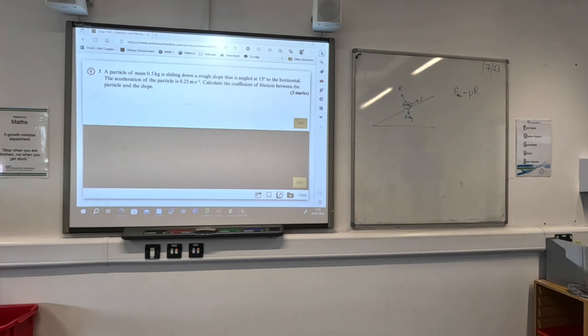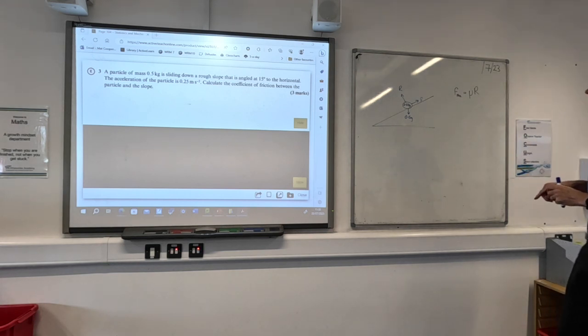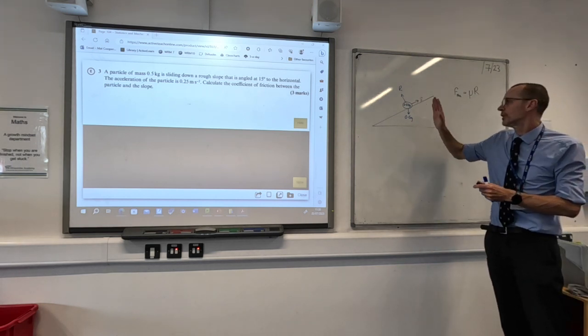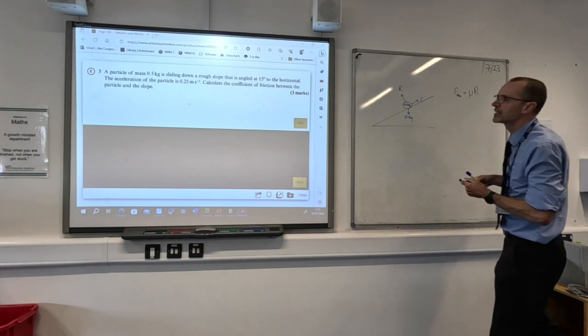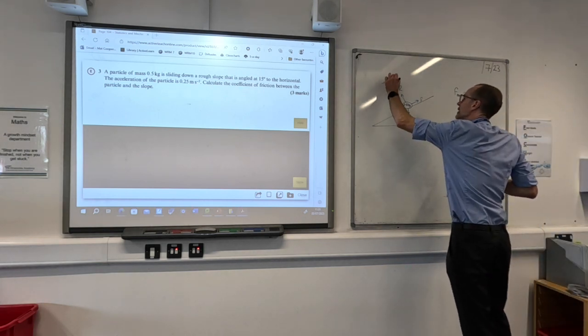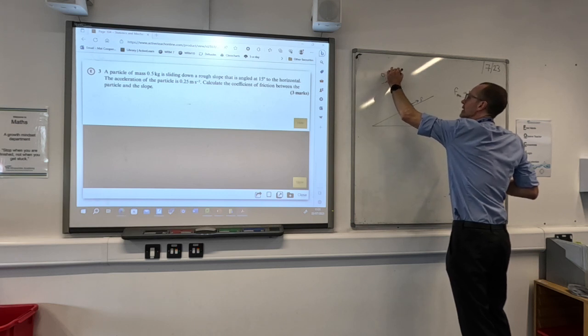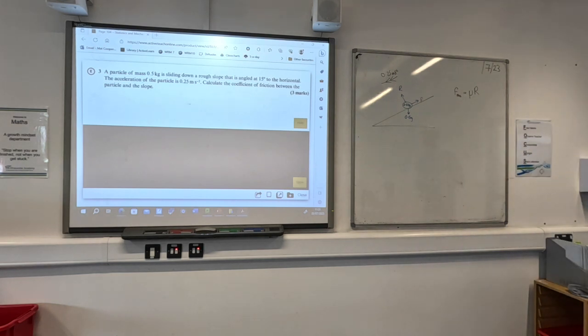The only thing making this particle slide down the slope is its weight, and those are the only forces involved here. We've got the weight of the particle, we've got the reaction force. The weight is vertical, the reaction force is perpendicular to the surface, and then we've got friction, which is opposing that movement, because this is accelerating down the slope at 0.25 meters per second squared, so we know friction is opposing that motion.